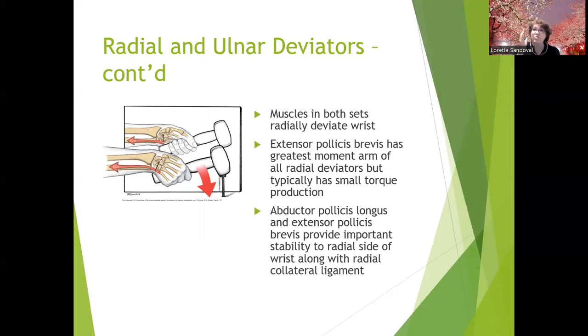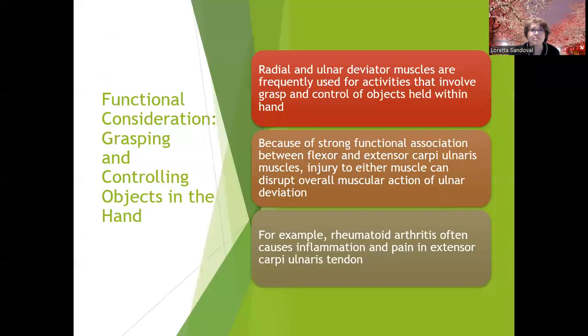So we have a lot of motion in our wrist, but it requires a lot of passive stability from ligaments and active stability from muscles, muscle synergists and neutralizers stabilizing those motions. So it's pretty interesting. So radial and ulnar deviator muscles are frequently used for activities that involve grasping and controlling objects held within the hand. This is a primary human activity, right?